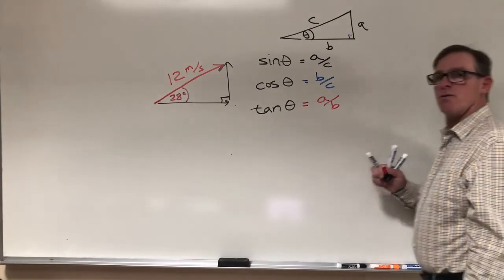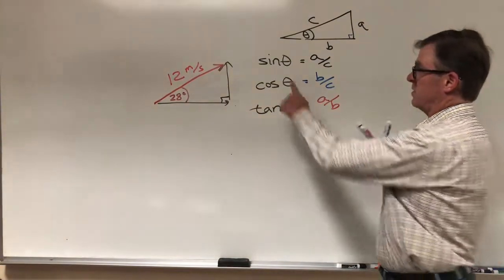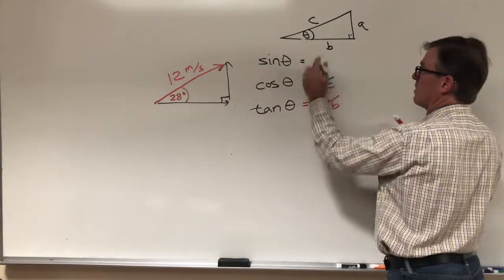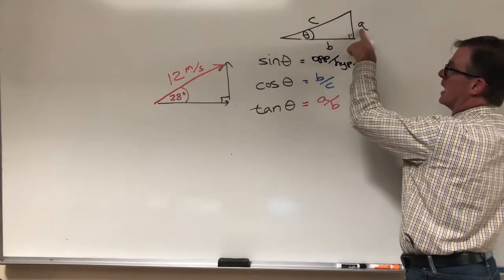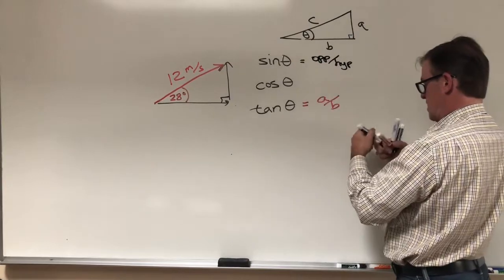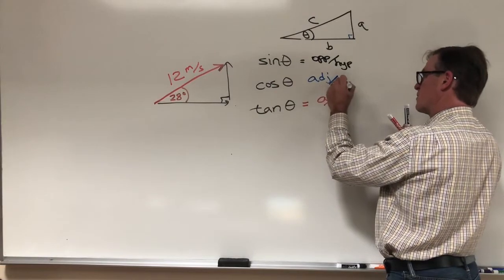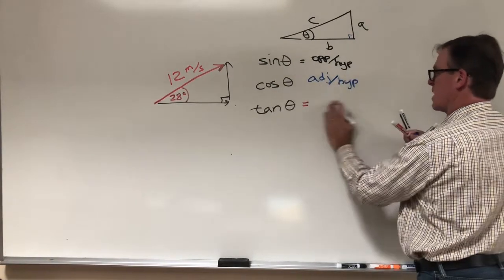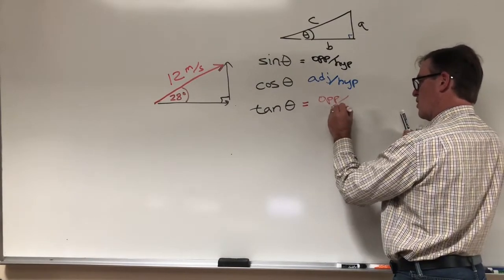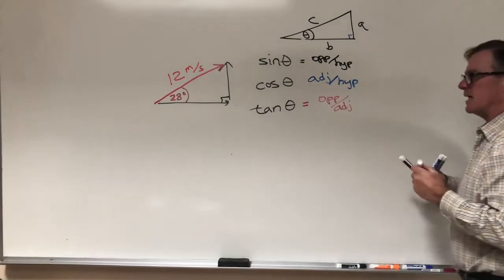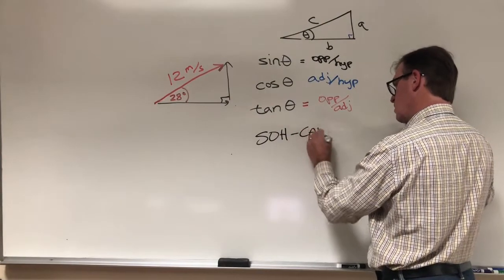There's a little cute mnemonic device to remember that sine is always the opposite over the hypotenuse. In this case, it was A over C. Cosine is always the adjacent over the hypotenuse. And tangent is opposite over adjacent. The cute mnemonic device is SOHCAHTOA.